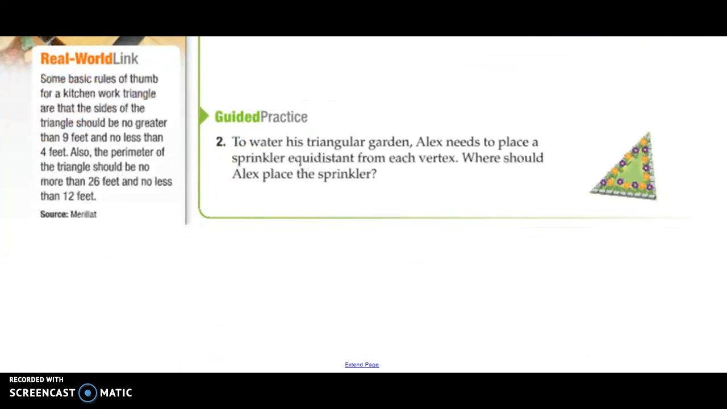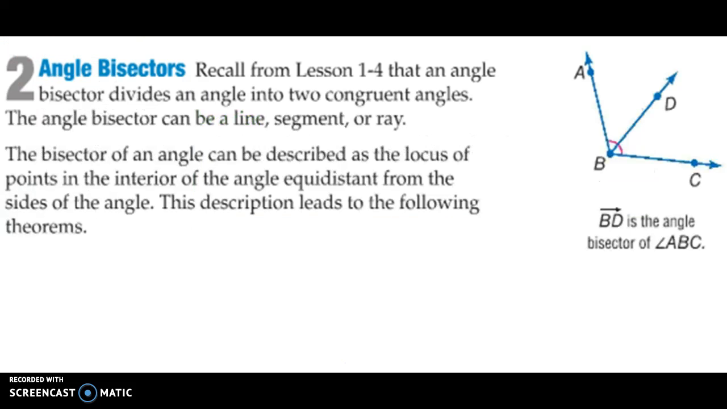Here's another guided practice problem. It talks about a triangular garden. Feel free to try this one, pause it, and figure out where the circumcenter of that triangle would be as well. Now the next thing we're going to talk about is angle bisectors. So you can bisect a side. You can also bisect angles.